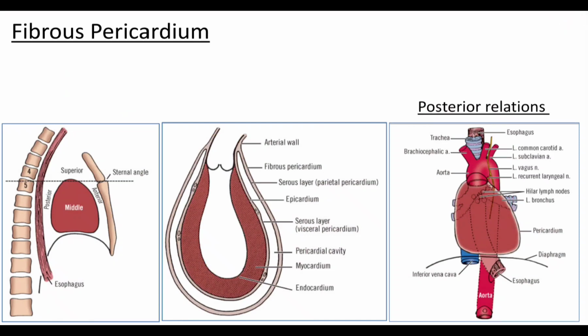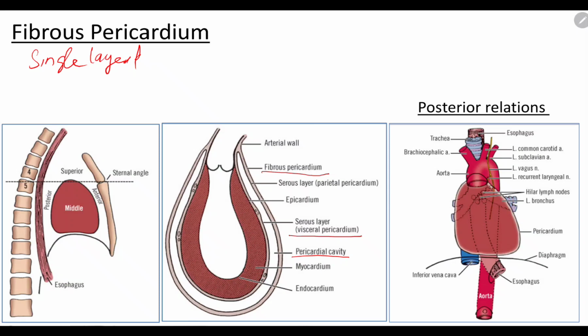The fibrous pericardium is a very strong, fibrous, single layered sac. Here is the fibrous pericardium and here we have the serous pericardium. The fibrous pericardium is a single layered sac which encloses the whole of the heart and the root of great vessels. We have the heart over here, and here we have the great vessels. So it covers the heart and the root of great vessels. What are the features of this fibrous pericardium?